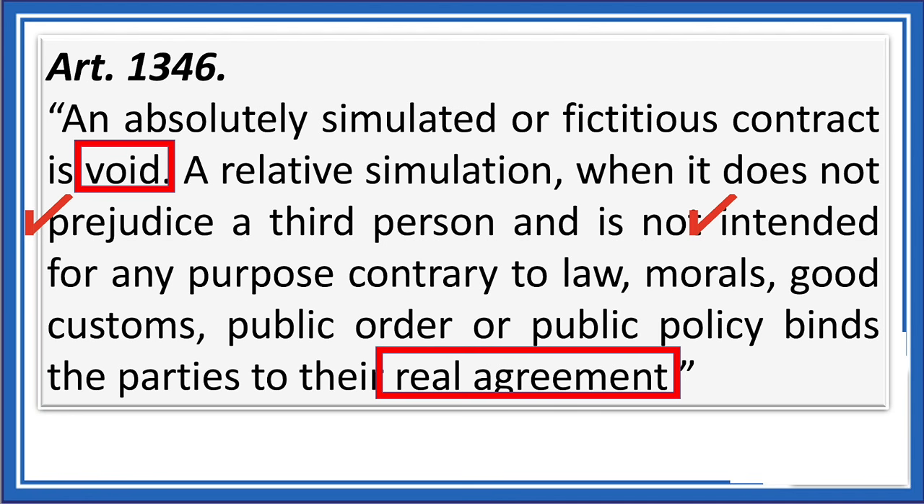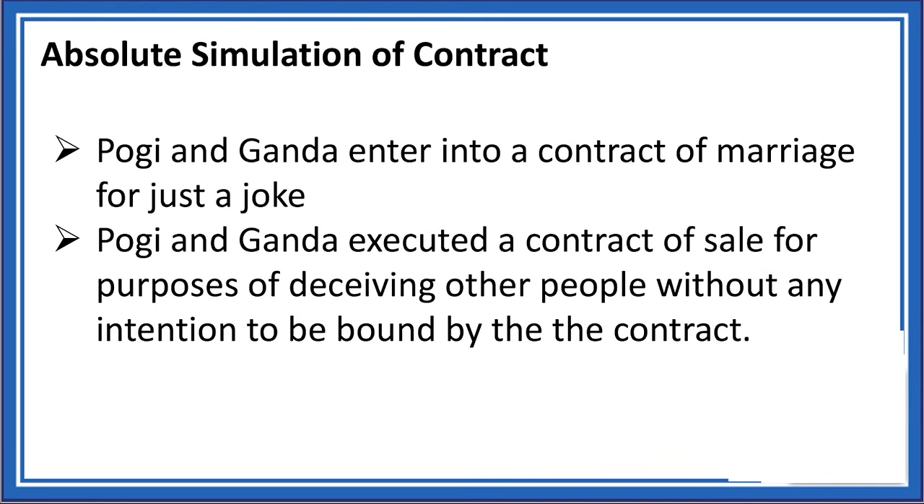So, let's take an example. Example ng absolute simulation of contract. Halimbawa, if si Pogi and si Ganda enter into a marriage, pero yung marriage, alam natin, joke lang. Hindi naman nag-comply sa mga requirements to make that marriage valid kasi wala naman talaga silang intention to be bound at all. Okay? Wala lang, gusto lang nila ng trip. Trip lang nila yon. So, yan, that is absolute simulation.